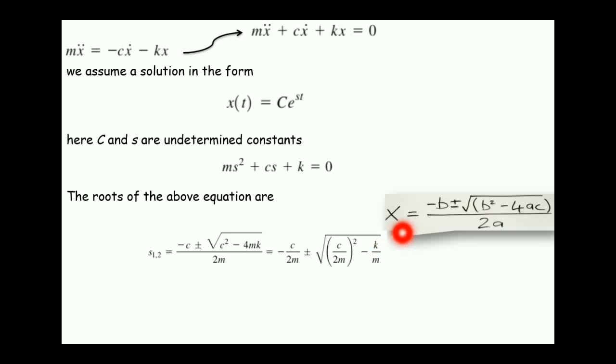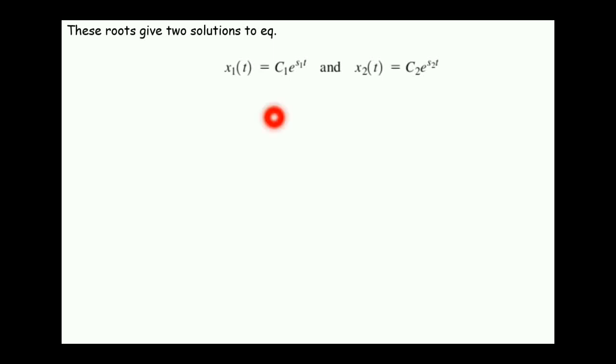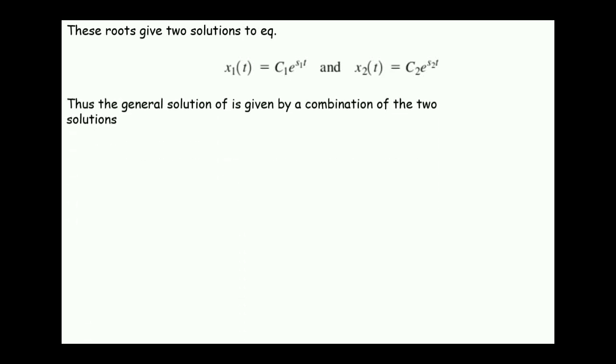We know that this is from the general solution of the quadratic equation, that is the formula x is equal to minus b plus or minus under root b squared minus 4ac upon 2a. So by using this formula we have obtained these roots for this quadratic equation. Now these roots give two solutions, that is x1(t) is c1 e raised to s1t and x2(t) is equal to c2 e raised to s2t.